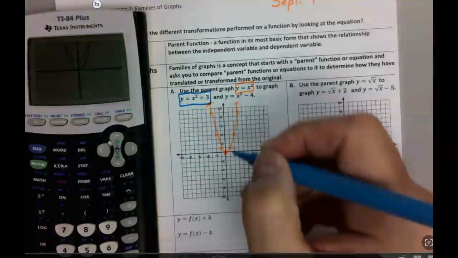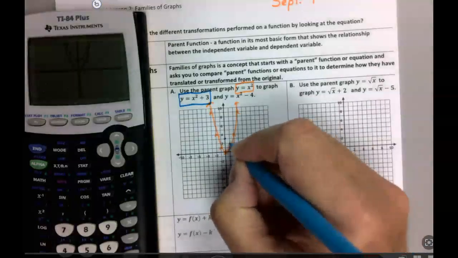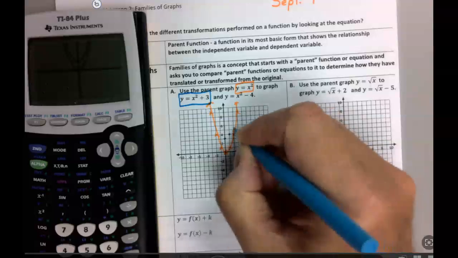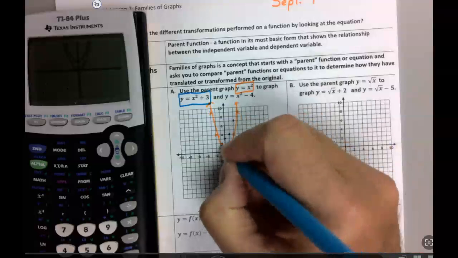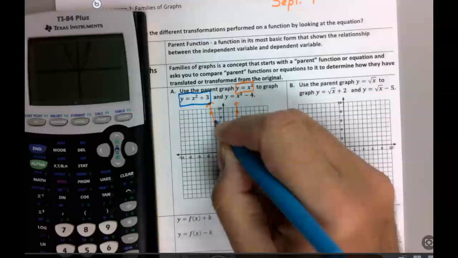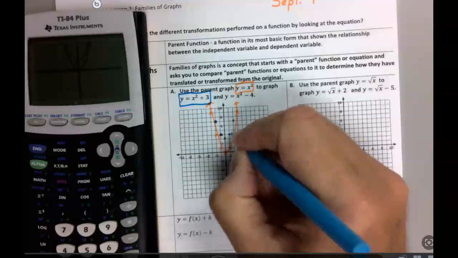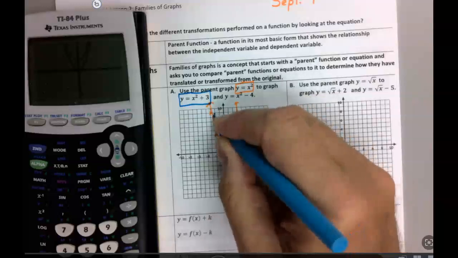Okay, so then just take all these points and count up 1, 2, 3. That one's off the page. Okay? So draw your graph.